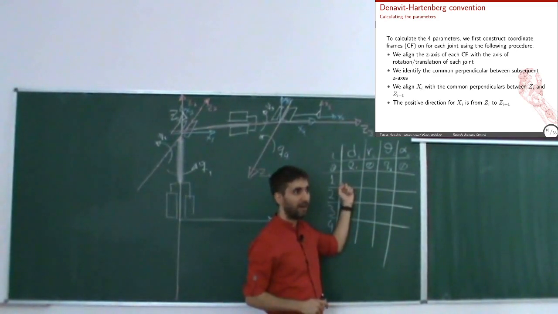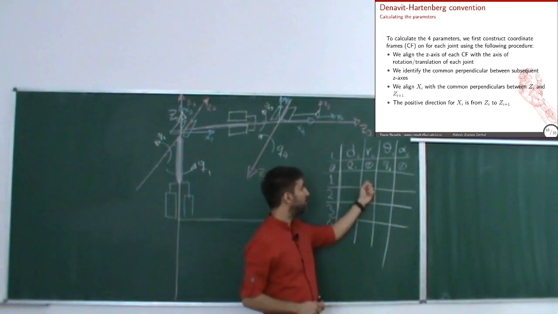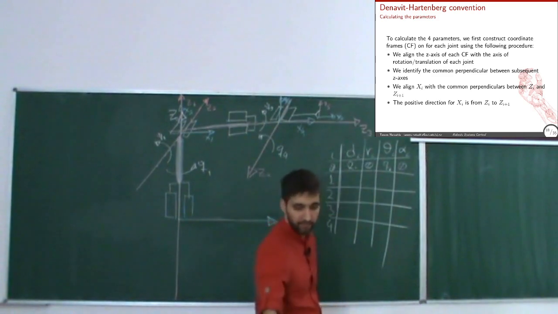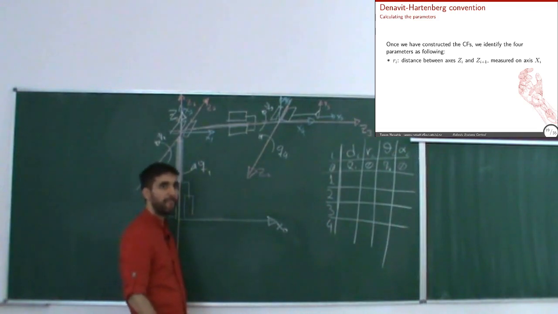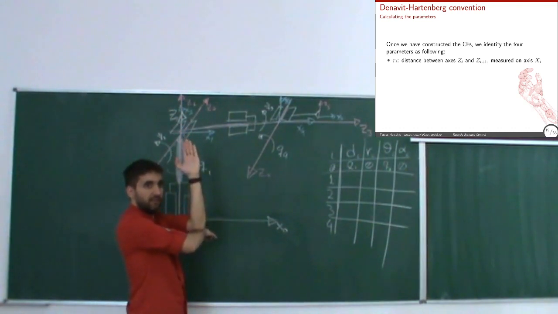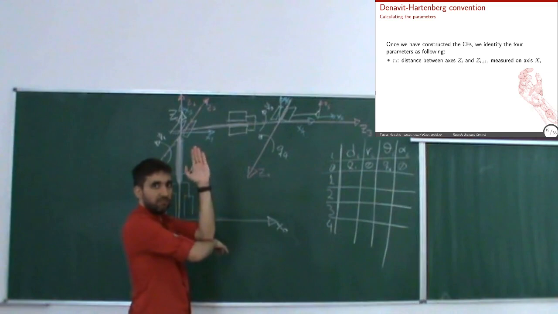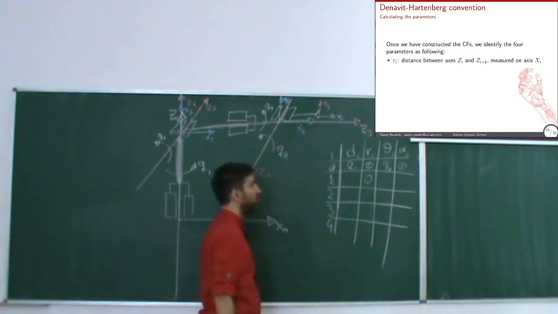Okay, so i equals 1, talking about from 1 to 2, right? Let's see. r_i is the distance between Z1 and Z2. Z1 points there, Z2 points there. They're basically intersecting. So the distance is 0. r is 0. Okay?